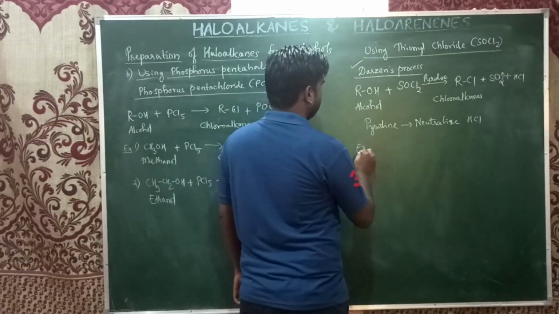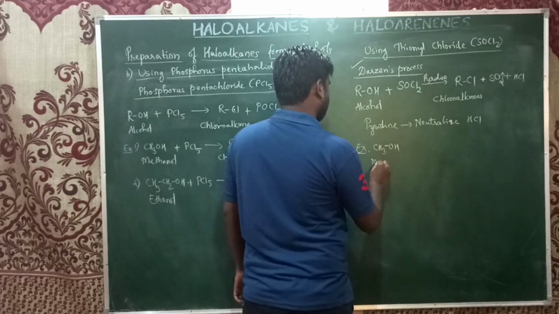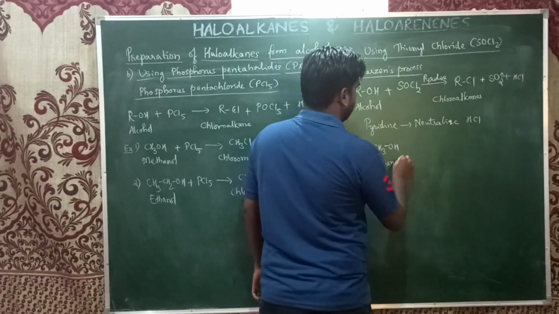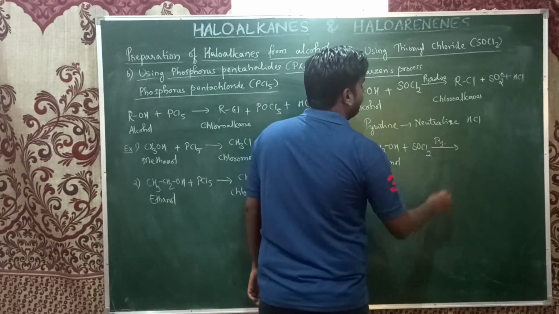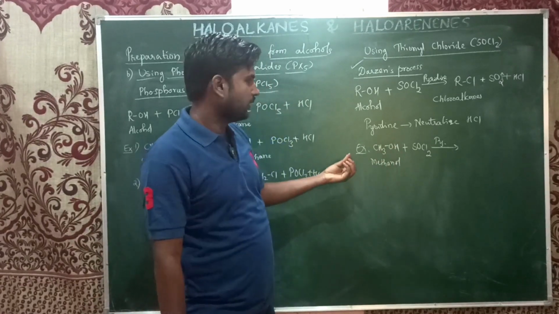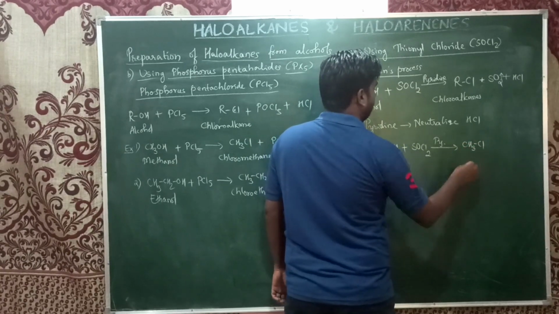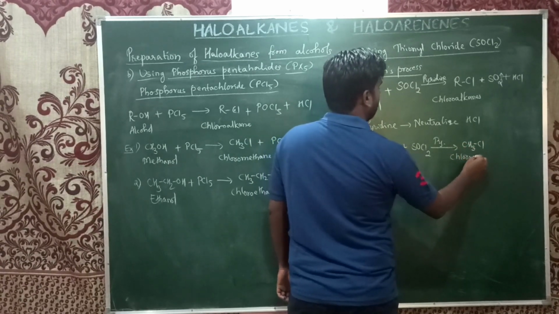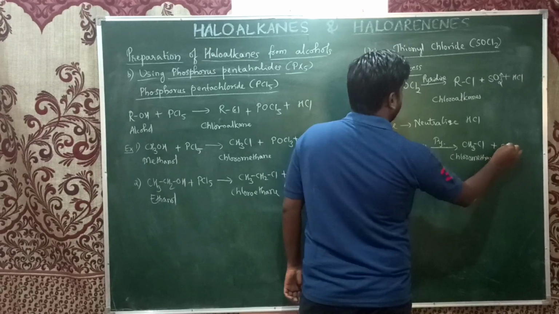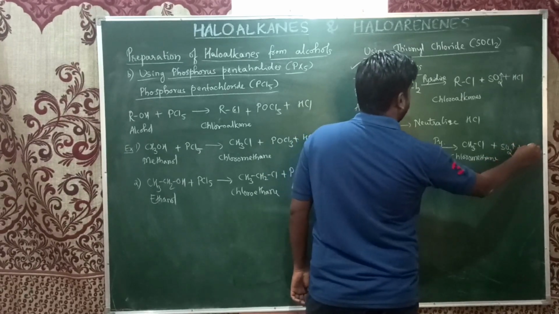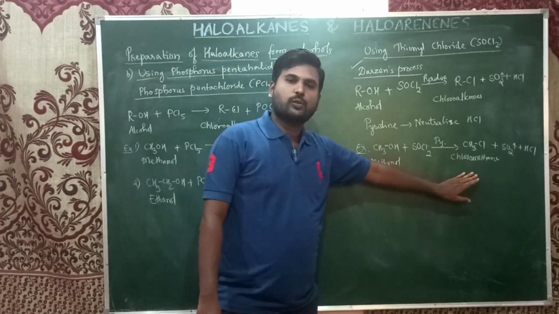And if you see an example, CH3OH, methanol, when it is treated with thionyl chloride in presence of pyridine. Usually pyridine is written just as PY, an abbreviation of pyridine. It is going to give us methyl chloride or chloromethane, with the elimination of sulfur dioxide gas and HCl. So this is one of the very important methods. We can get pure chloroalkanes.